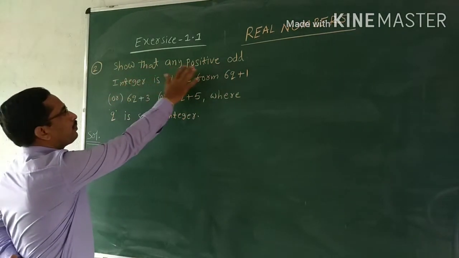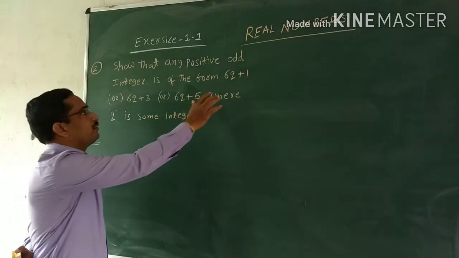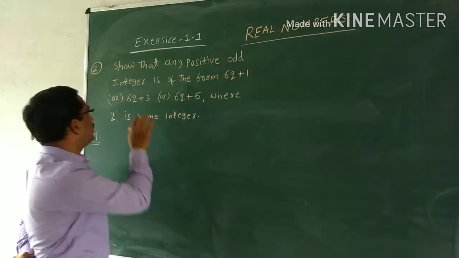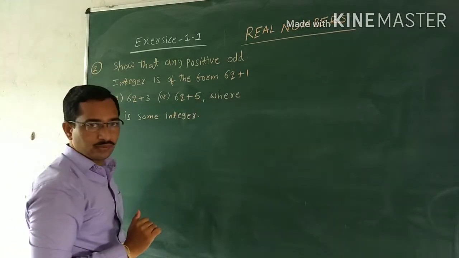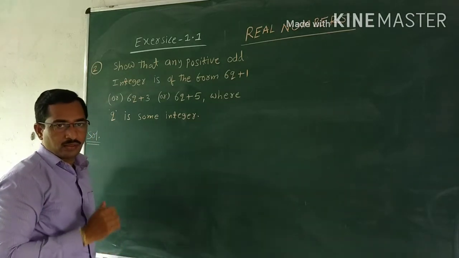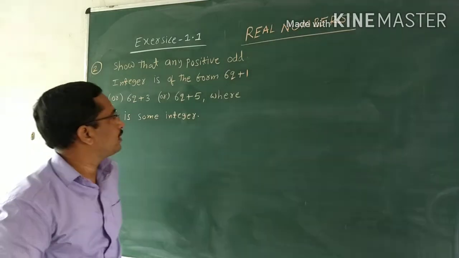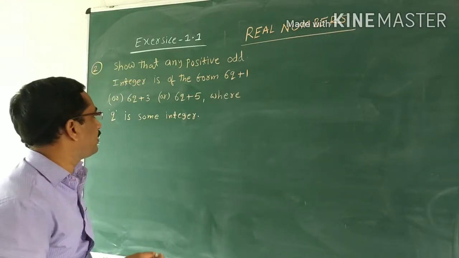Show that any positive odd integer is of the form 6q plus 1 or 6q plus 3 or 6q plus 5, where q is some integer. But before solving this problem, we learn the basic concept related to this topic.